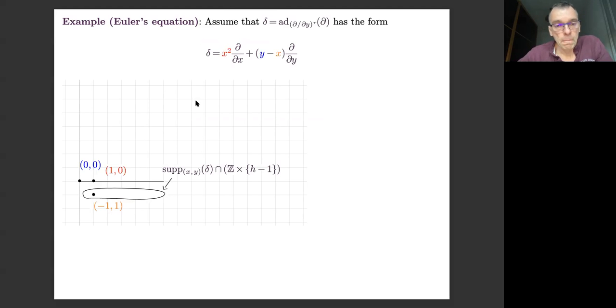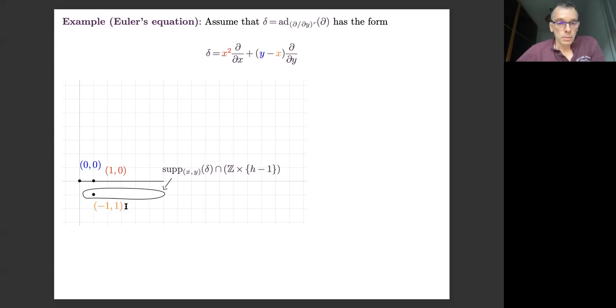So there are three monomials. The red one is 1, 0. The blue one is 0, 0, and corresponds to y d over dy. And there is the orange one, which is a point which has negative first coordinate.